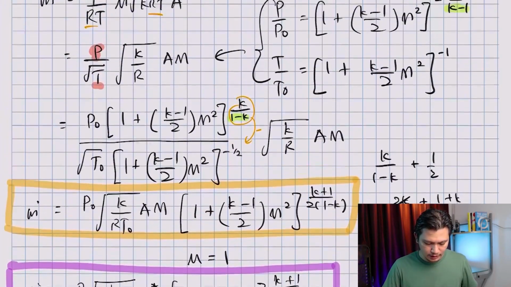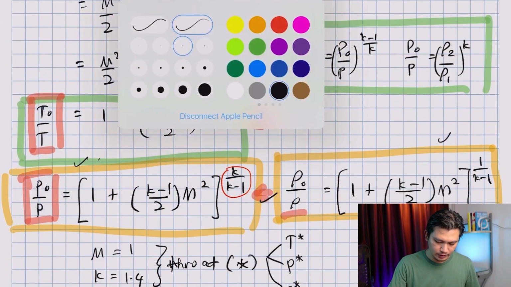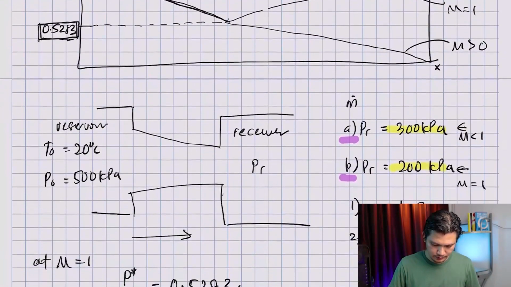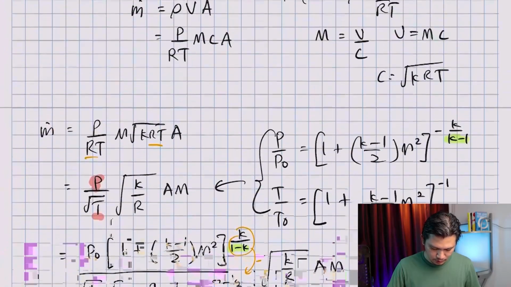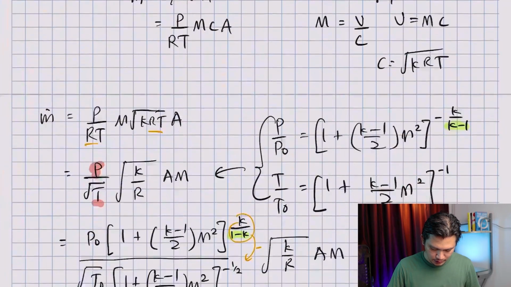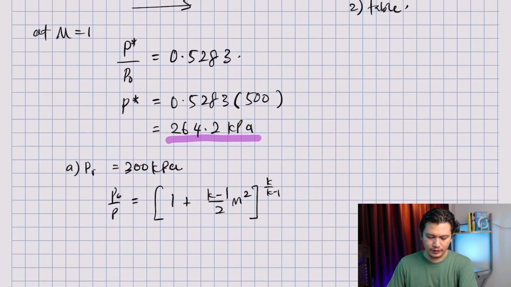Let's take a look at what equations we can use in order to solve this problem. I think we can use this equation: P naught over P is equal to 1 plus (K minus 1) over 2 M squared, all to the power K over K minus 1. Our objective now is to find the Mach number, because using this Mach number we can find the mass flow rate.